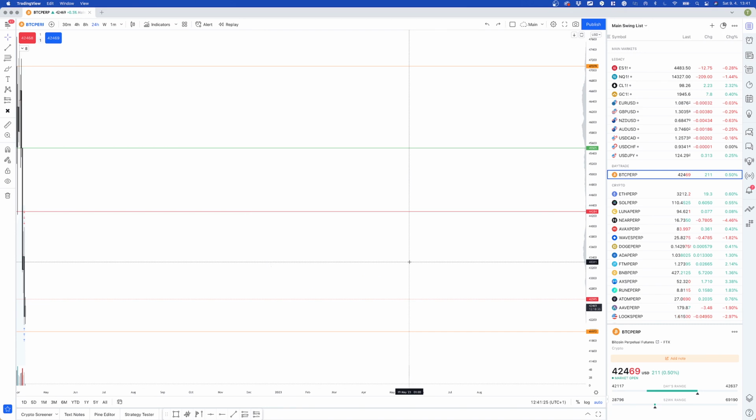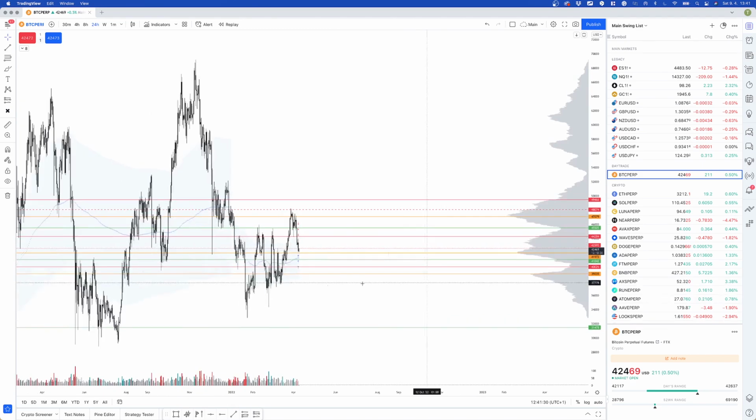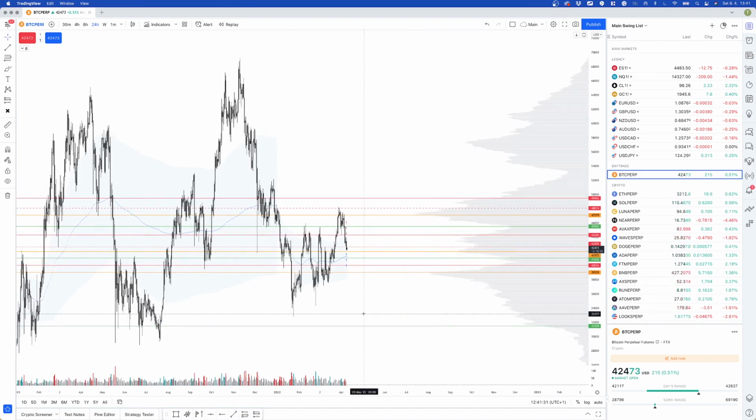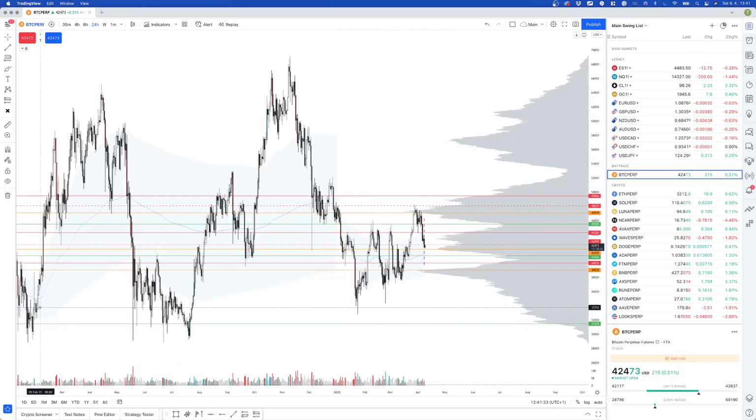Okay, I hope this covered the topic. This was fairly long, but like I said, I think it's a very useful concept for your trading.